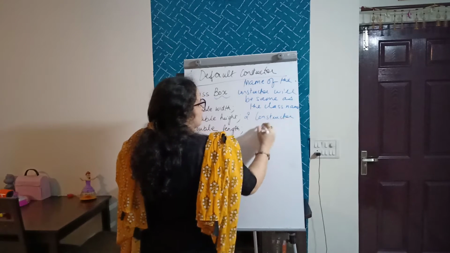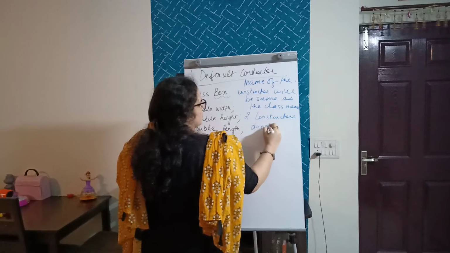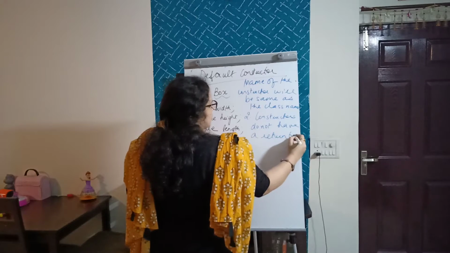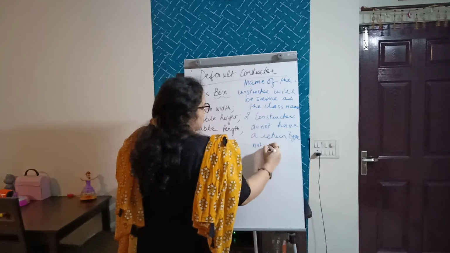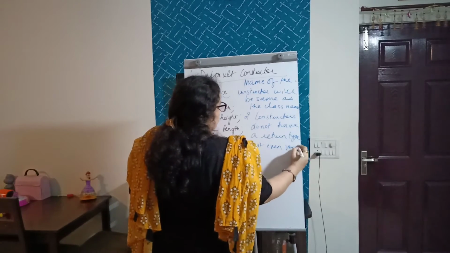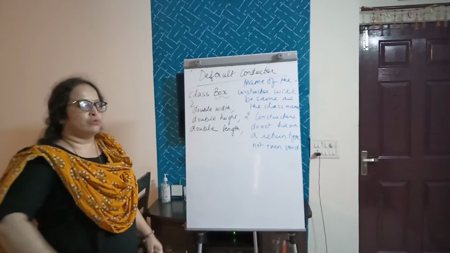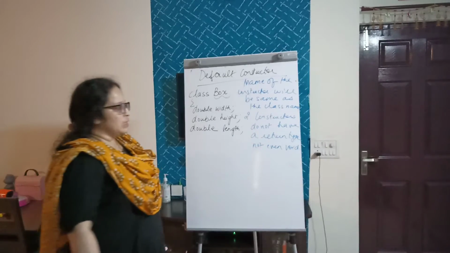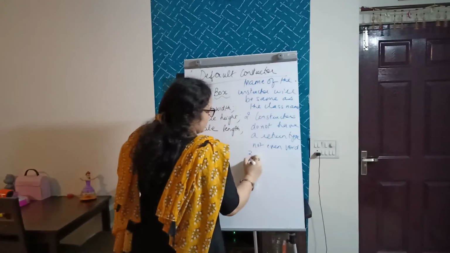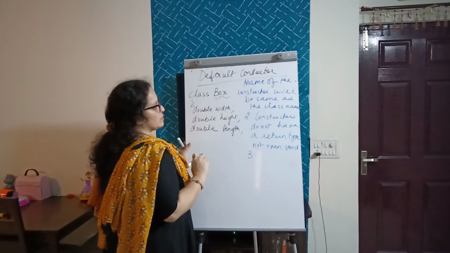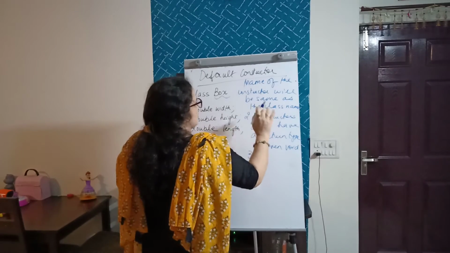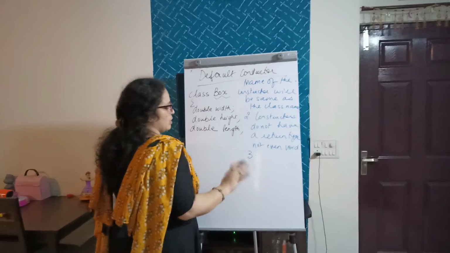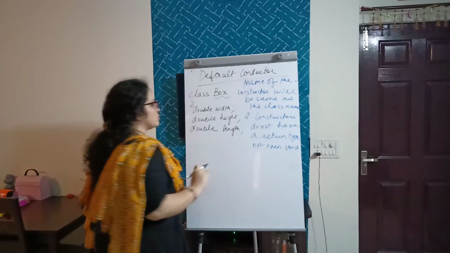Second property that you have to remember is that constructors do not have a return type, not even void. They do not return any value. We don't even use void in front of a constructor. They do not have any return type. So these are the two main properties that you have to remember for a constructor.